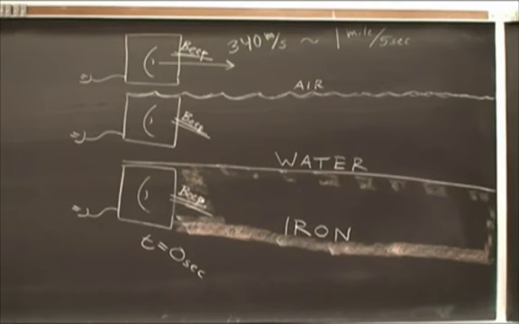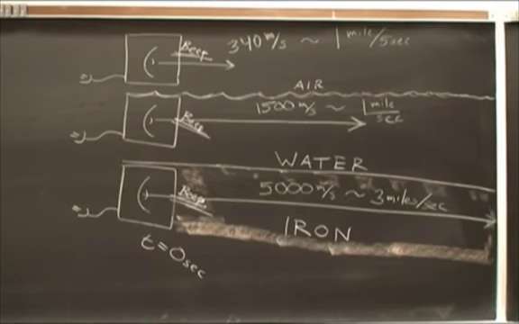In air, the speed of sound is 340 meters per second, about 1 mile in 5 seconds. In water, the speed of sound is 1,500 meters per second, about 1 mile per second. In iron, the speed of sound is 5,000 meters per second, about 3 miles per second.